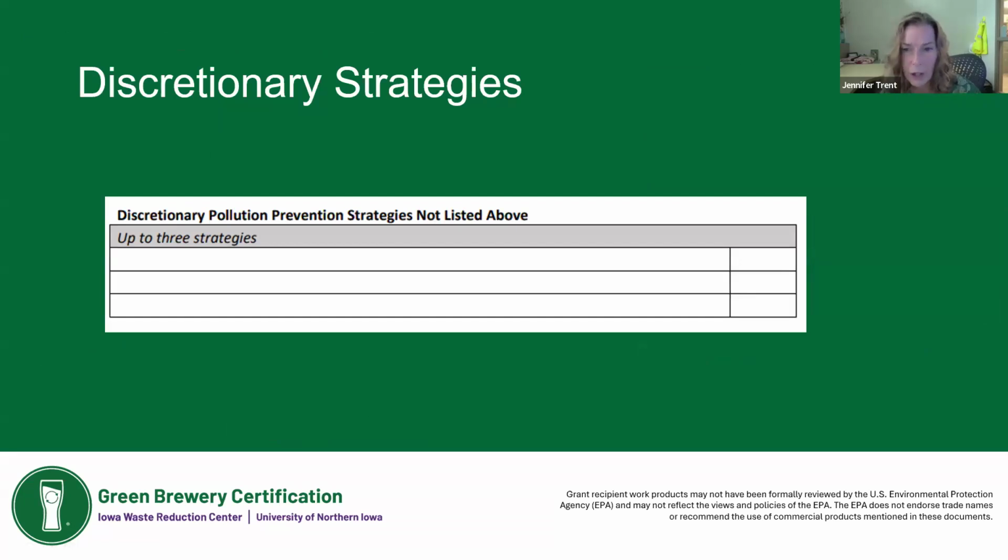Okay, as you noticed, we didn't go through everything on the checklist because a lot of it's pretty self-explanatory. At the bottom of the checklist, we also have discretionary strategies. So this will allow you the opportunity to give people a check mark for something that's not on the list. For example, spent grains to farmers would be a good one.